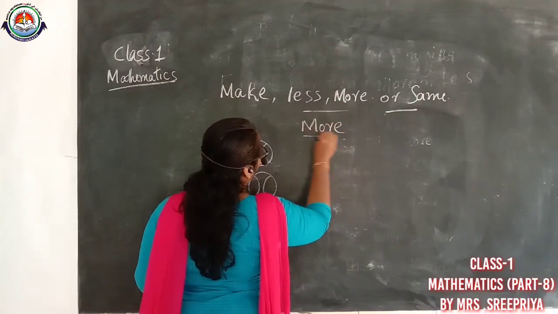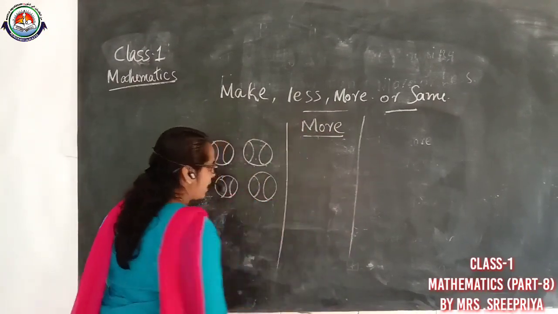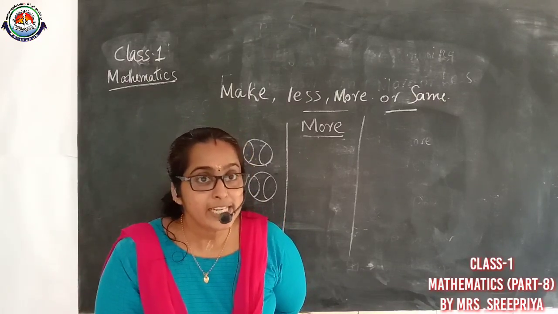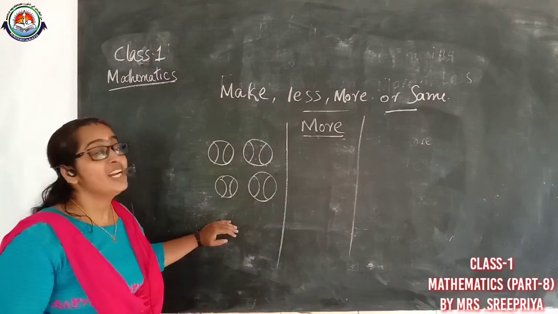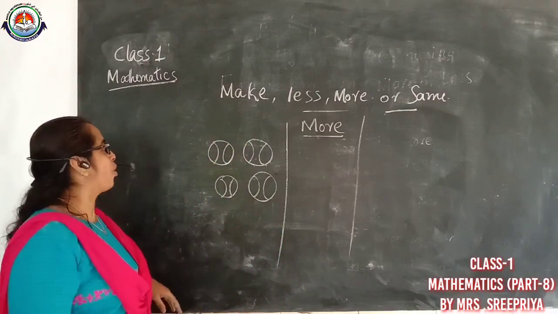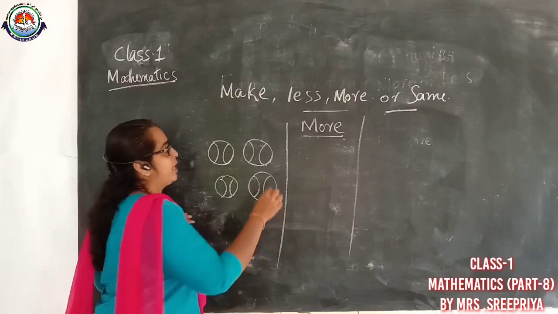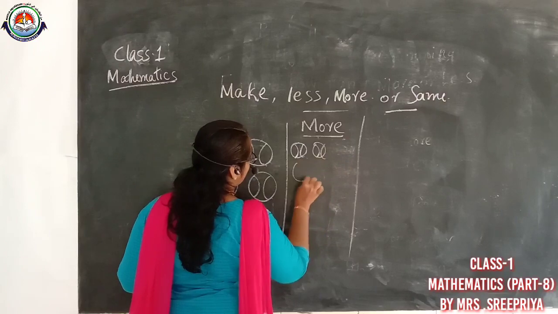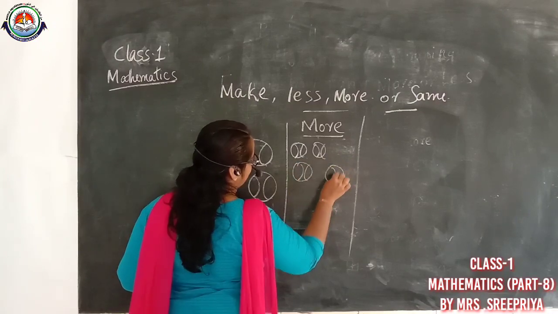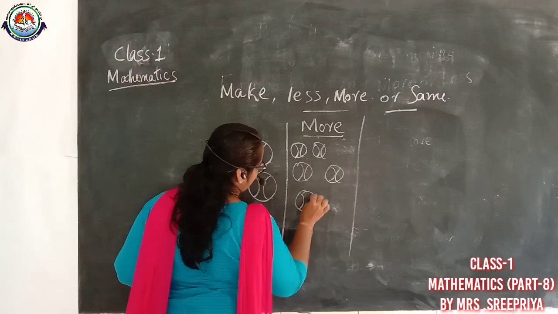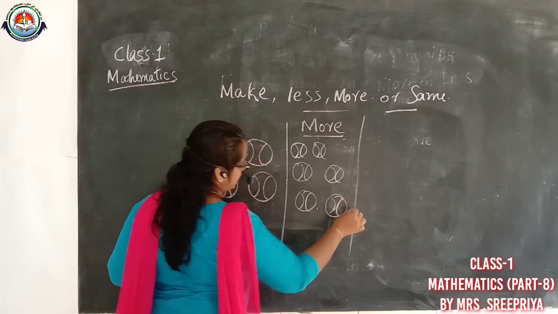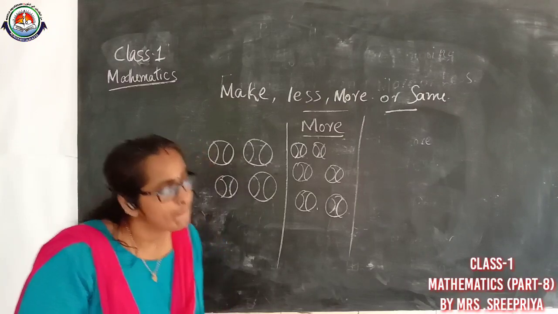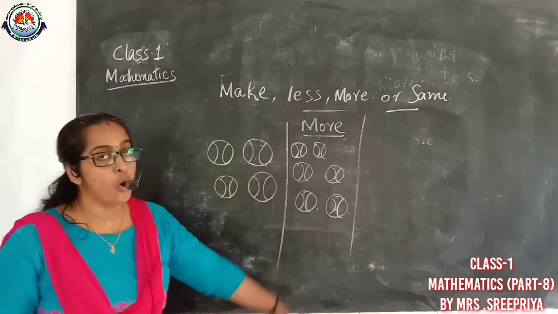How we can make it more? See? Yes. Very good. We need to draw more. Okay, shall we draw? Yes. Okay. Yes. 1, 2, 3, 4, 5, 6. Is this more or less? More. So we made this more. Okay.